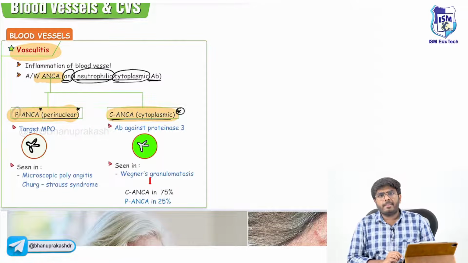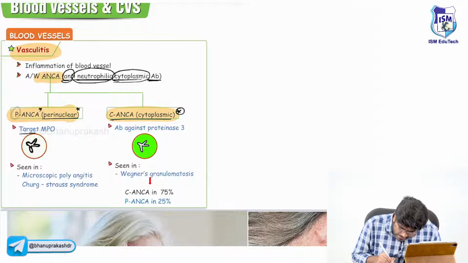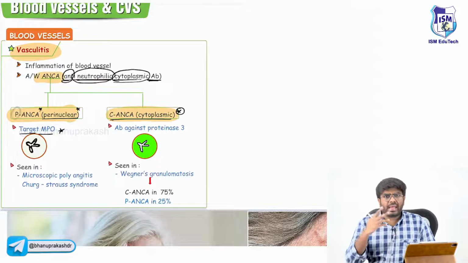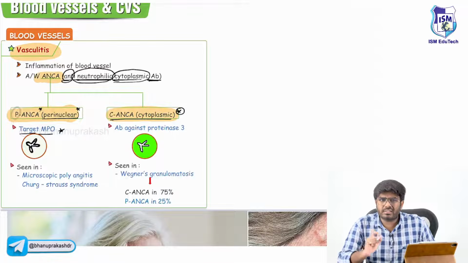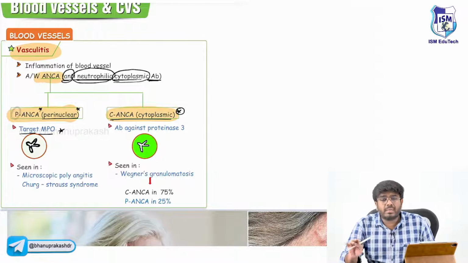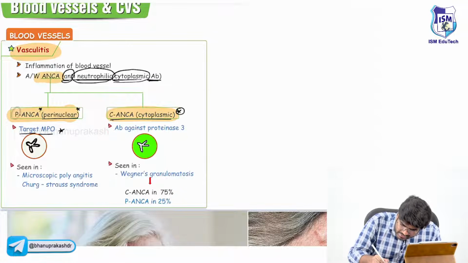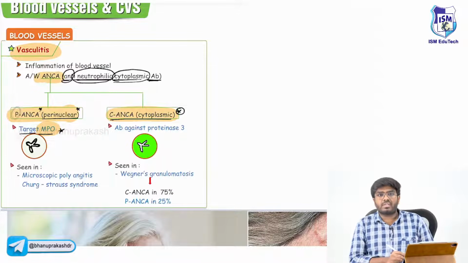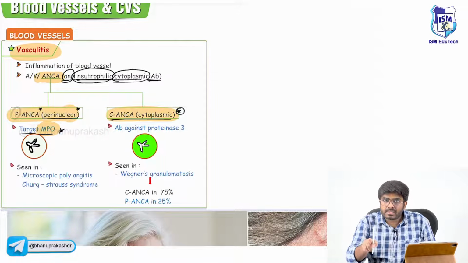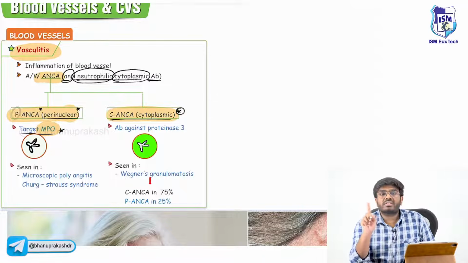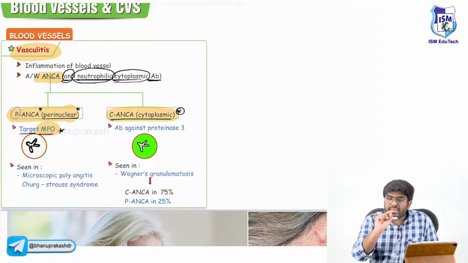Before telling you C ANCA, see, in P ANCA, antibodies are getting produced. Against what? Why antibodies are getting produced? We don't have a proper reason. But antibodies are produced against a component called myeloperoxidase. Against this myeloperoxidase, the P ANCA antibodies are produced. The antibodies are going and getting deposited around the nucleus.